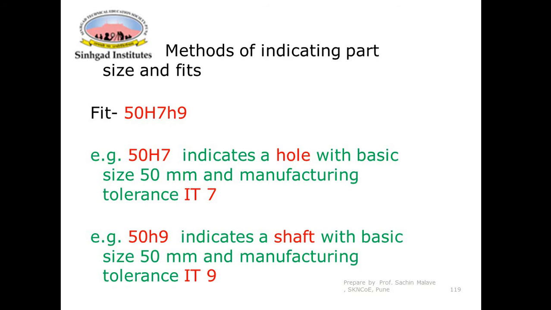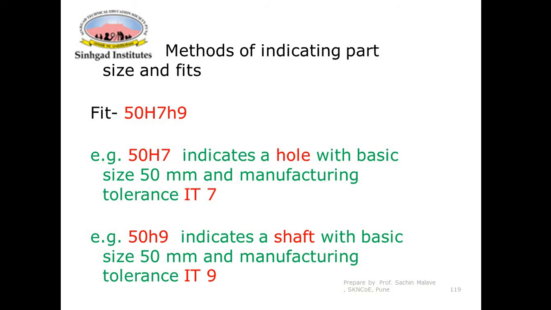So here we can say that 50H7 indicates a hole. H is a hole. It indicates a hole with basic size 50, so this 50 is the basic size of the hole, and the manufacturing tolerance of IT7. We are going to see what this IT7 is. Just remember, it is an international tolerance grade 7. So this is the tolerance while manufacturing the hole of size 50H7, which is IT7.